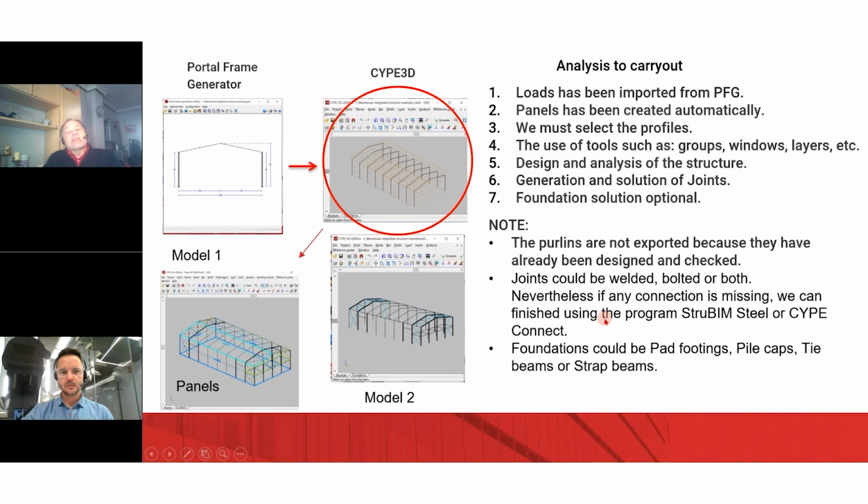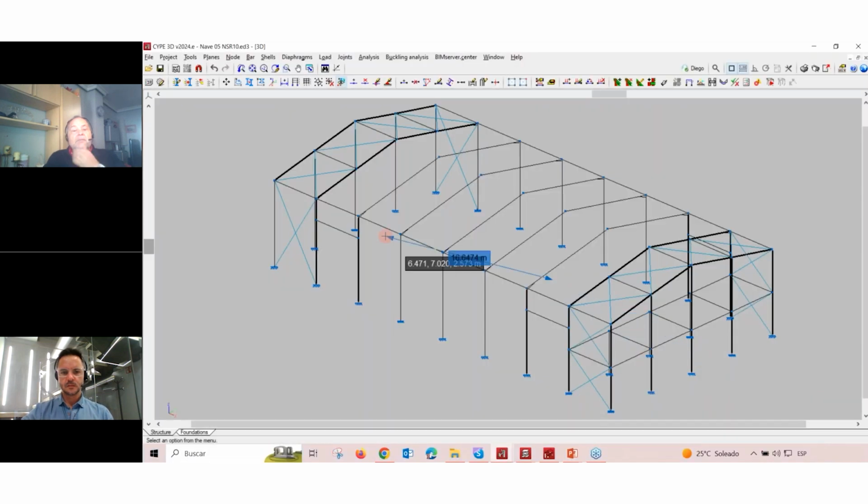Nevertheless, if any connection is missing, we can finish using the program Steel Connections or CYPE Connect, which are in the BIM environment. But the foundation could be pad footing, pile cap, and tie beams or strap beams. Okay, so I'm going to open the 3D software, which is this one. Suppose the structure is here.